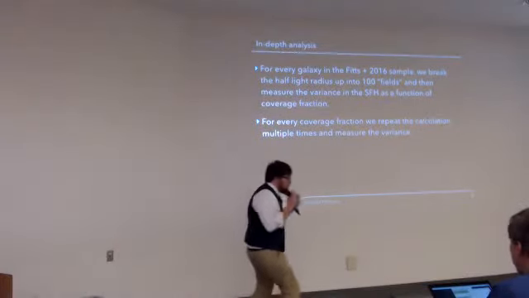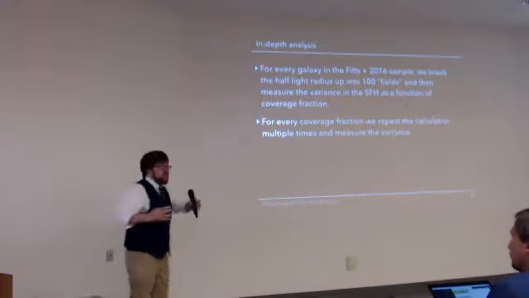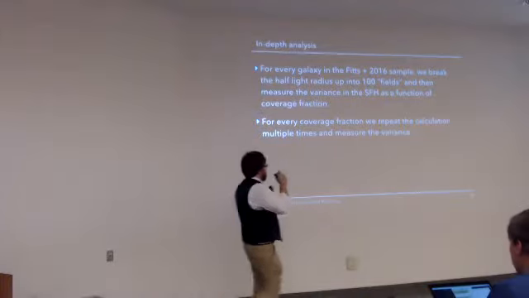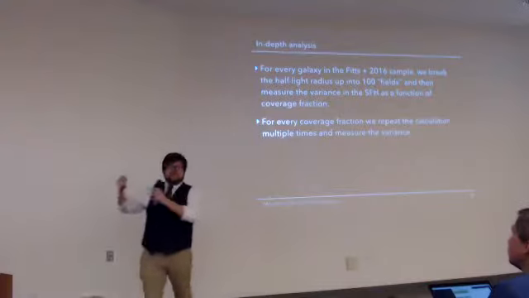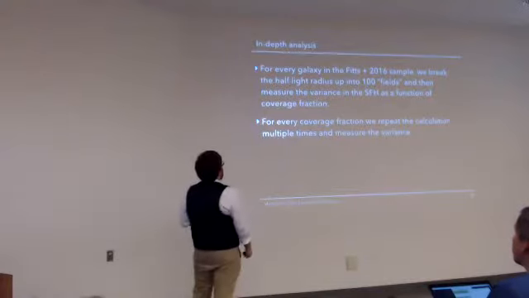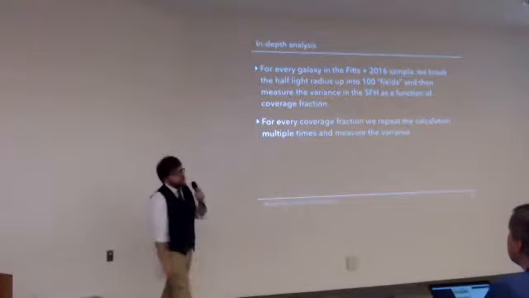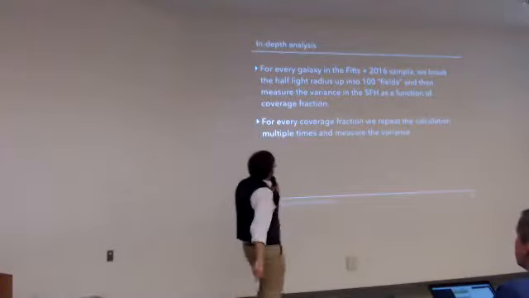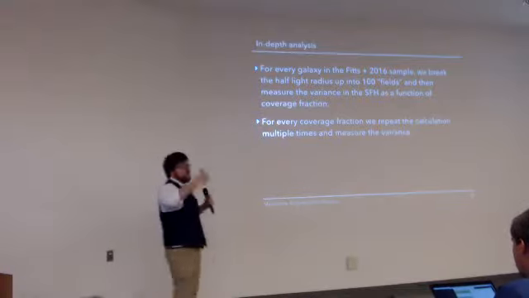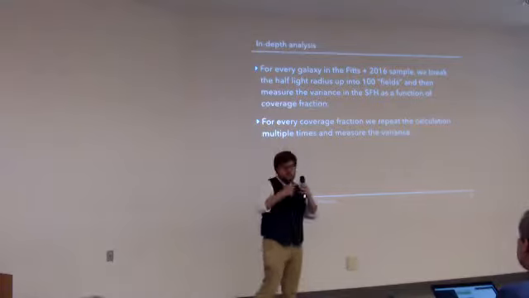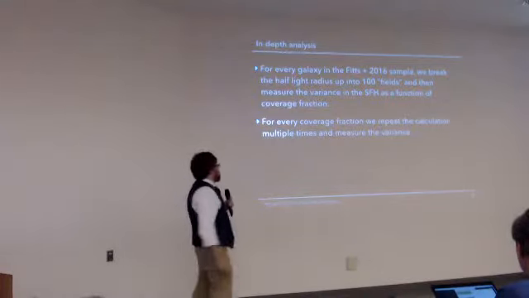Well, at first, I'm not even really going to worry about the entirety of the galaxy. I'm going to focus in on the stellar half mass radius. I want to know if we can even get that right. So the way I'm going to do this is I'm going to break up the area within the half mass radius, not the half light radius, into 100 fields, and then measure the variance of the star formation history as a function of percent coverage of the area within the half mass radius, okay?